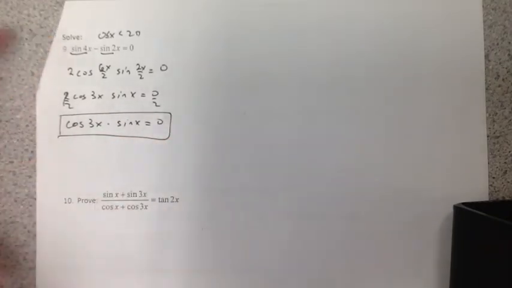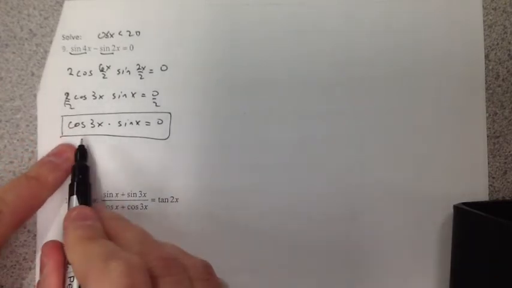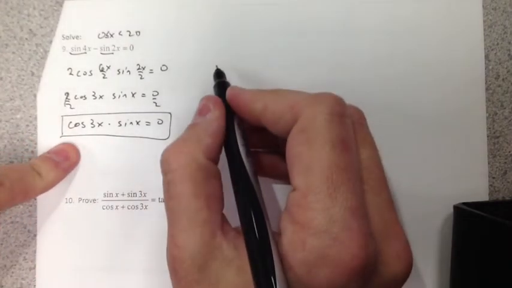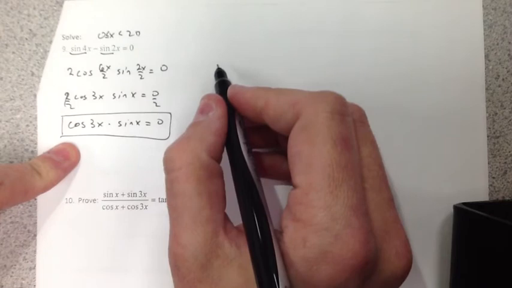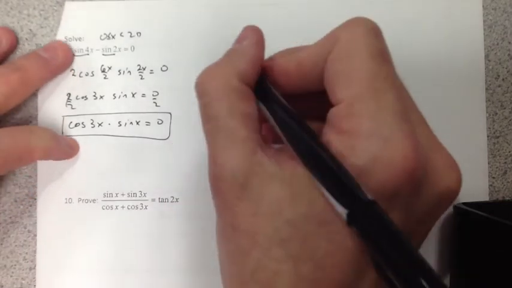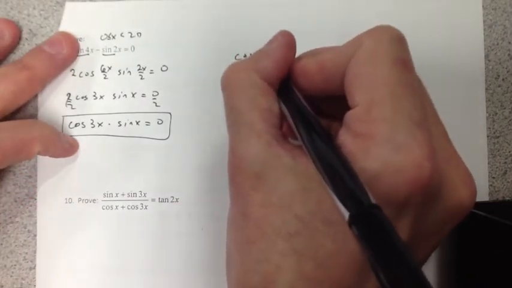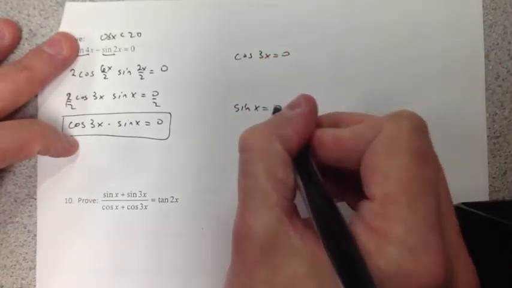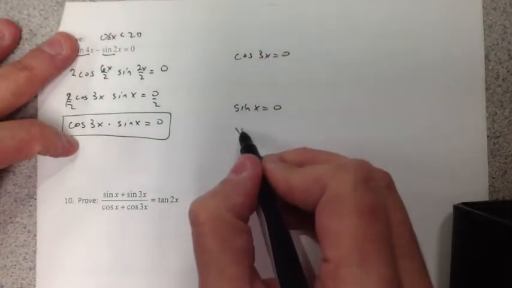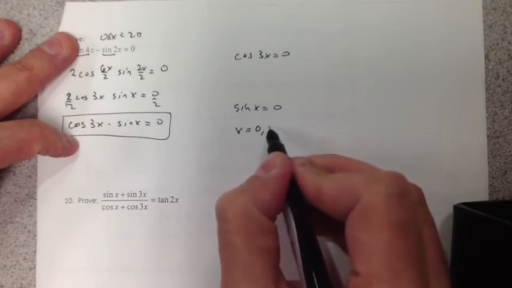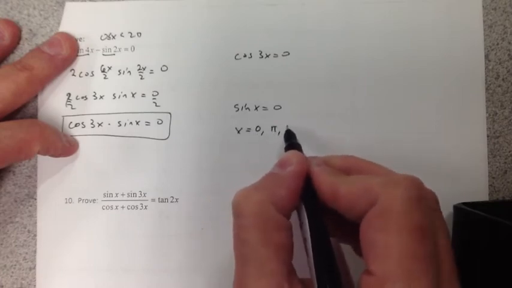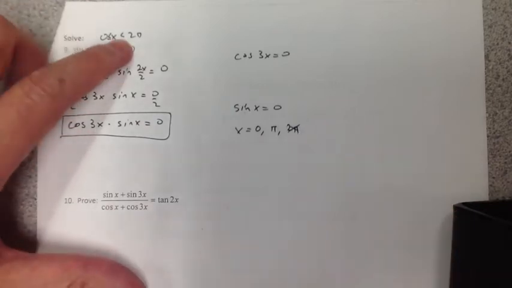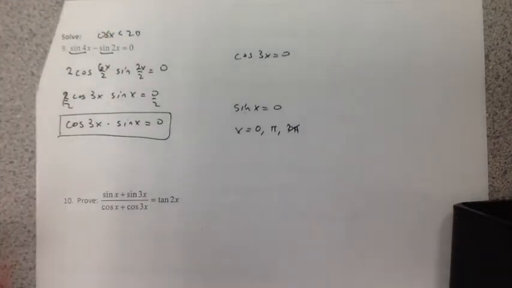This is what you want. This is how we do it. Now, what makes it hard, though, is remember, we're going to get the cosine of 3x equal to 0, and I'm going to set the sine of x equal to 0. Now, sine is equal to 0 pretty easy. 0, pi, and 2 pi. We don't include 2 pi because normally we stop at 2 pi, you know.